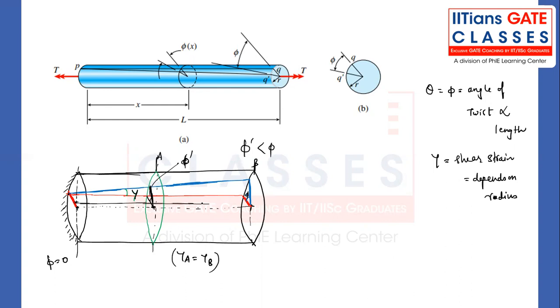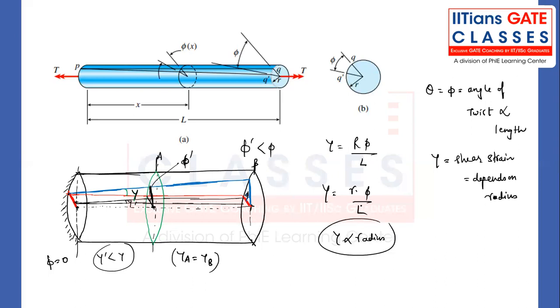If you consider somewhere, the radius would be here, and if you twist it, you will get something like this. This will be gamma dash. Gamma dash will be less than gamma because it depends on the radius. More radius, more gamma. Why? There is a formula, gamma equals R phi by L. So gamma is directly proportional to radius, because phi is proportional to L, so they will cancel out. So gamma will be proportional to radius. These are important points, but most of the time they are neglected, right? So note this down, this is very important.